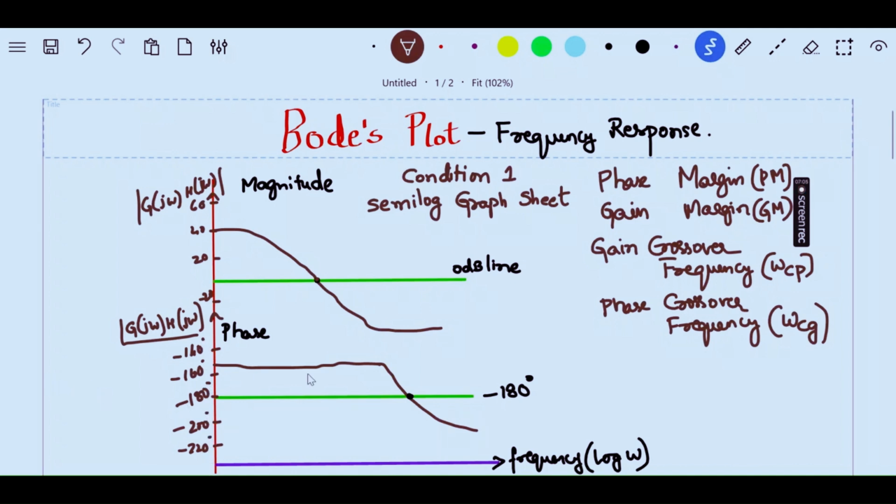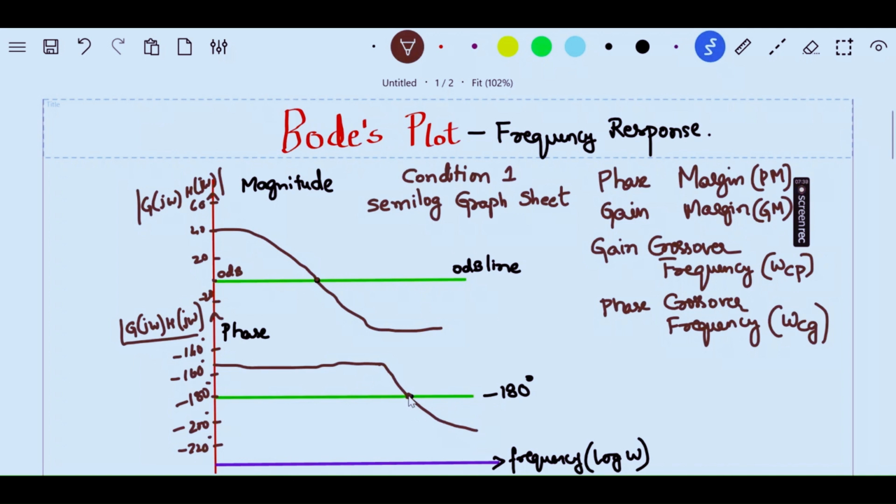Now, always for a phase plot, we take a reference line which is minus 180 degrees, whereas for a magnitude plot, we always take a reference line which is the 0 dB line. So this is 0 dB. At this point, it is 0 dB. Now, where the magnitude plot crosses the 0 dB line, we put a dot here. Similarly, the phase plot will cross the minus 180 degree line, so we'll put a dot there.